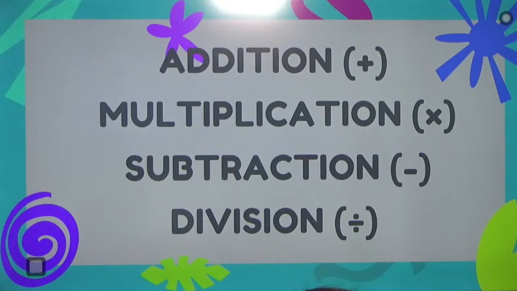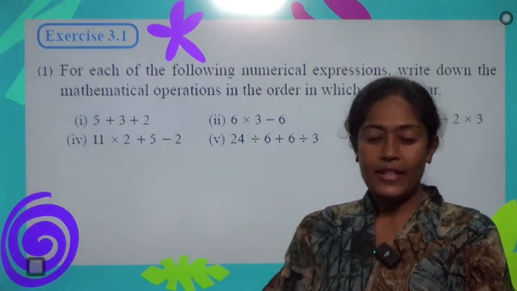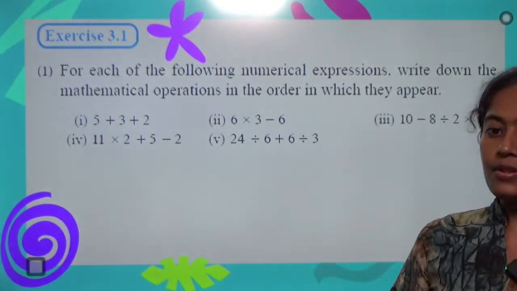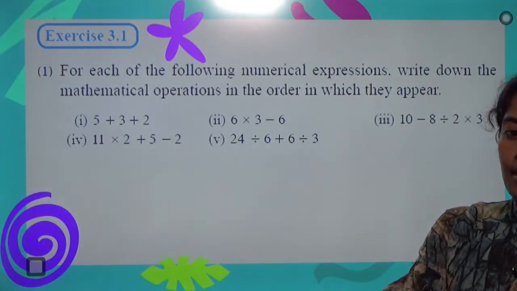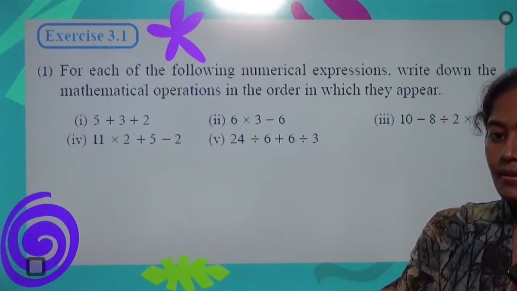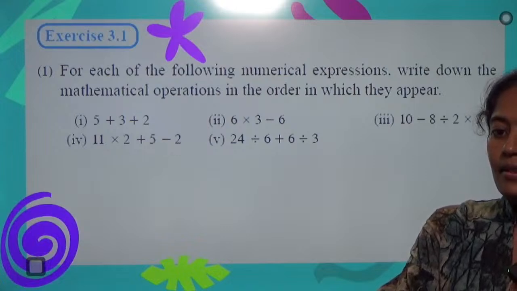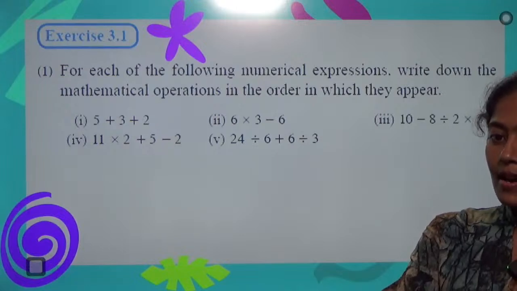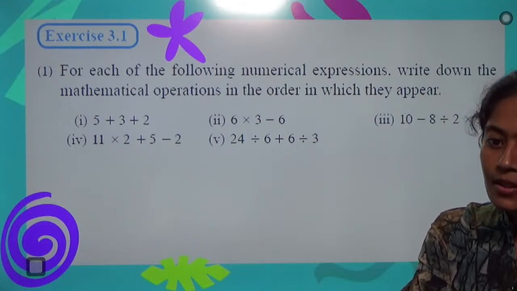Right, we will see this one, exercise 3.1 in your textbook. For each of the following numerical expressions, write down the mathematical operations in the order in which they appear. Can you understand what they are asking? They don't ask to write the answer. You have to just write what? Mathematical operations in the order.